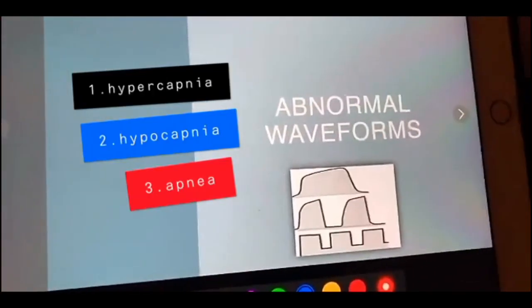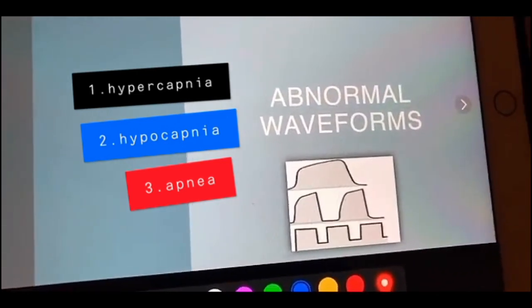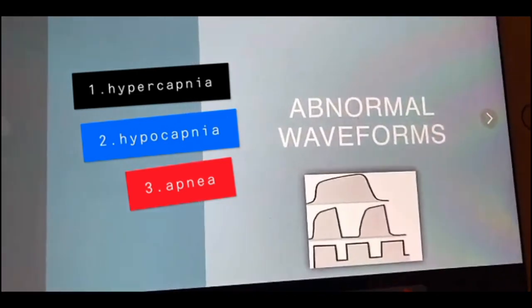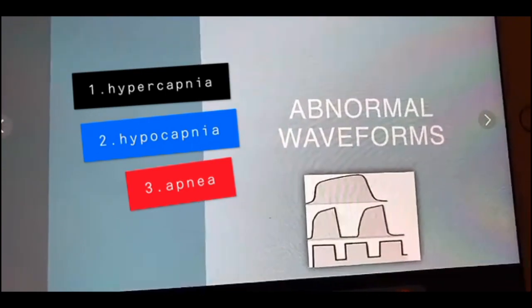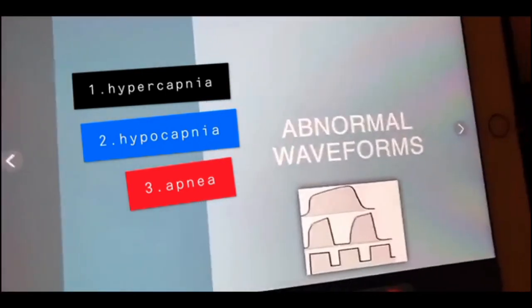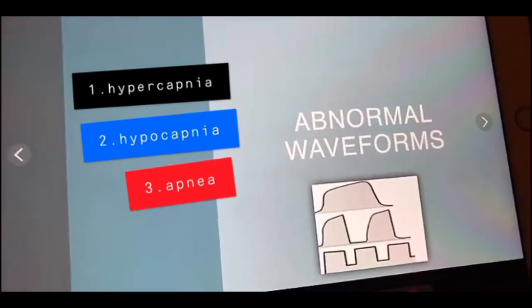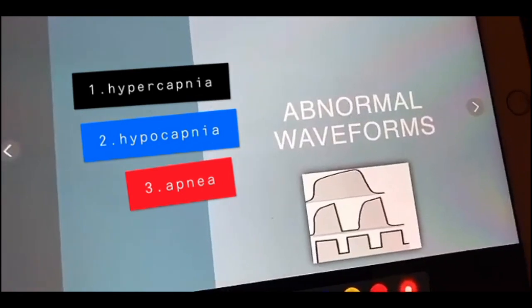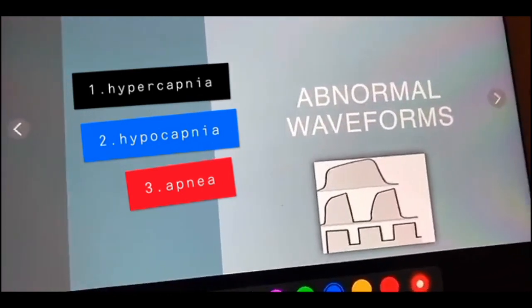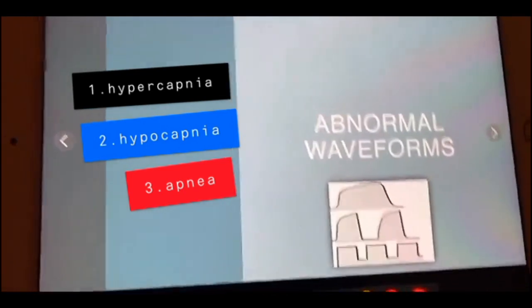Since we have explained the normal waveform, obviously we will move to the abnormal waveforms, and I categorize them into 3 categories to make them easy to memorize. Category 1, when we have a high CO2 level, hypercapnia. Category 2, when we have a low CO2 level, hypocapnia. And the last category, when we don't have any CO2 level, apnea.